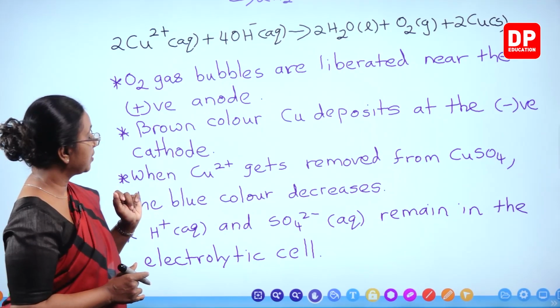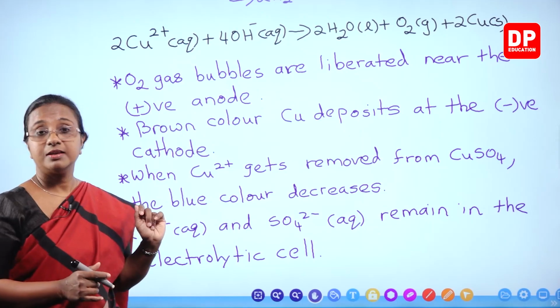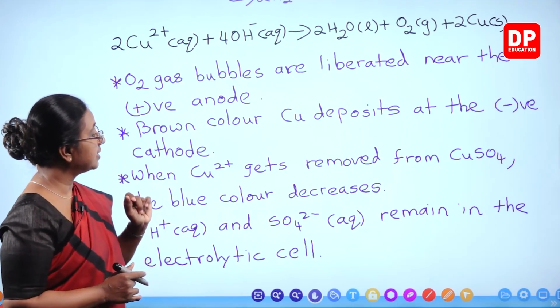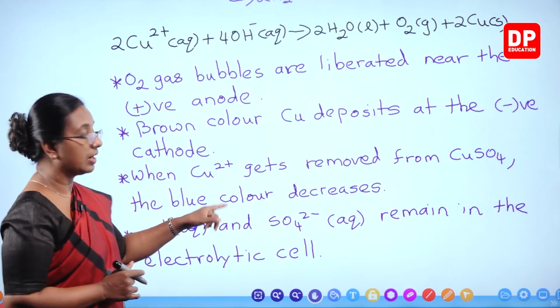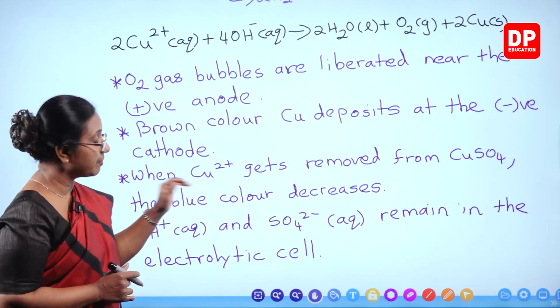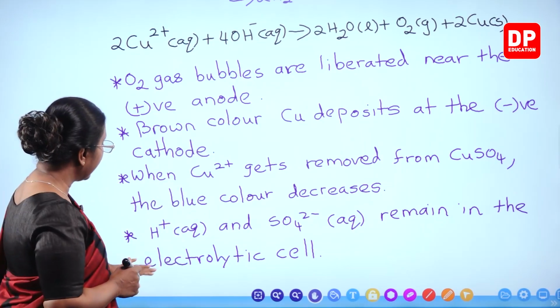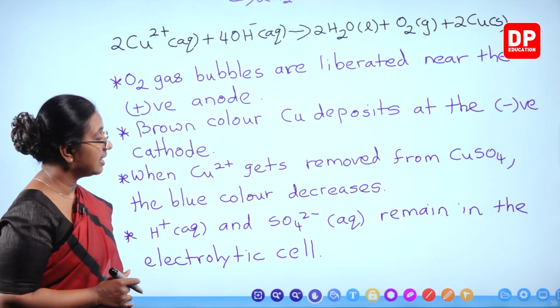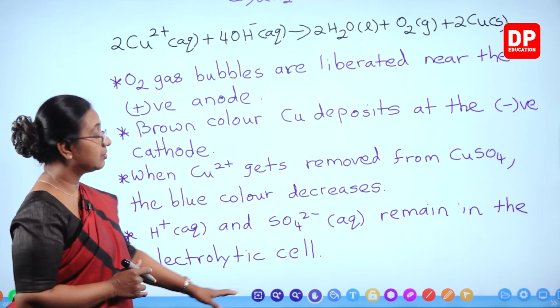Brown color copper deposits at the negative cathode. And when copper gets removed from copper sulfate, the blue color decreases. So those are the 3 observations that we got. And also H plus and sulfate remain in the electrolytic cell.